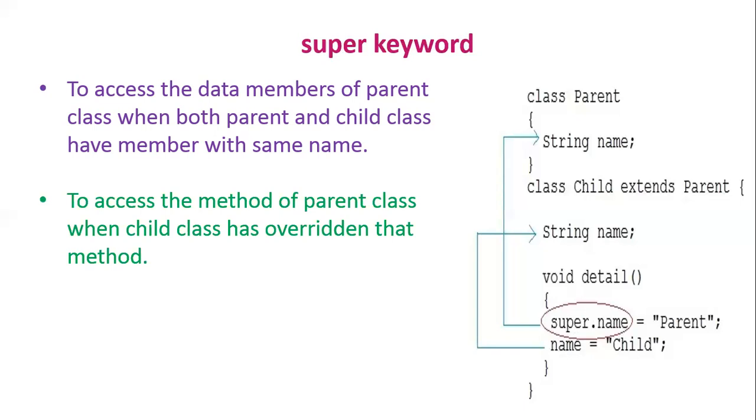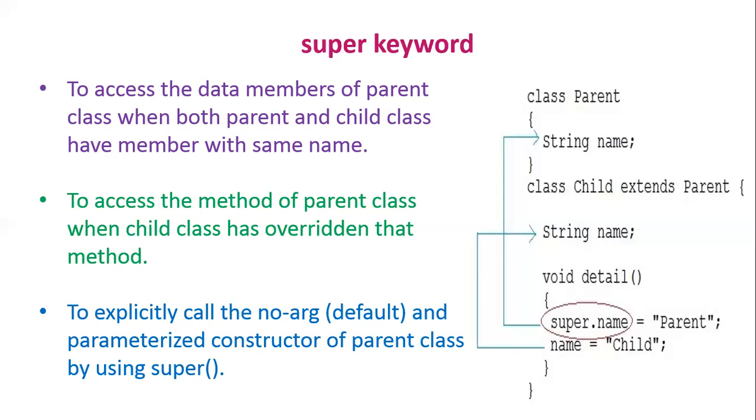Similarly, the super keyword can be used to call a method of the parent class when the child class has overridden that method. The third use of the super keyword is to explicitly call the no-argument default or parameterized constructor of the parent class. See, constructors are not inherited by subclasses, but the constructor of the superclass can be invoked by the subclass.